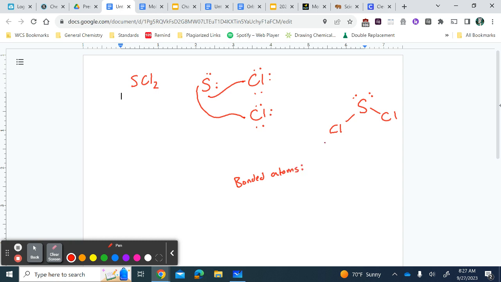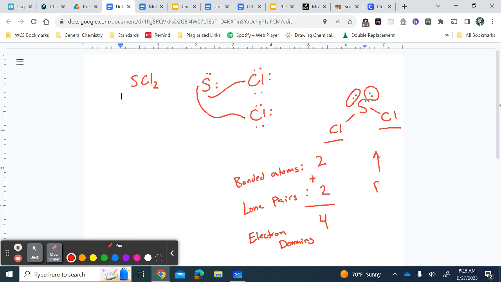If we want to break this down for bonded atoms, we have 2 bonded atoms, chlorine and chlorine. If we want to break down our lone pairs, we have a set of lone pairs here and a set of lone pairs here. So our total amount of electron domains is going to be 2 plus 2, or 4 total electron domains. If we refer back to the 5 geometries we've gone through, we can see there's only one geometry that has 2 bonded atoms, 2 lone pairs, and 4 electron domains. So that means that this molecule must be bent.